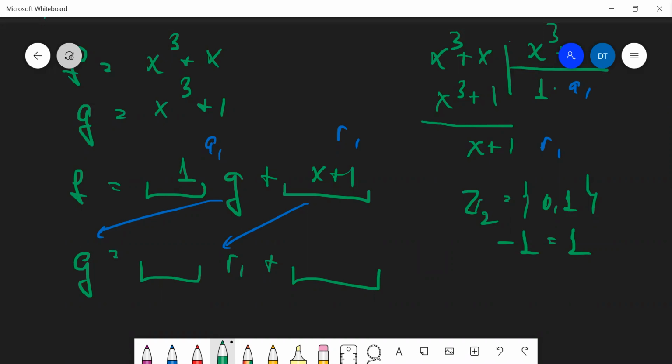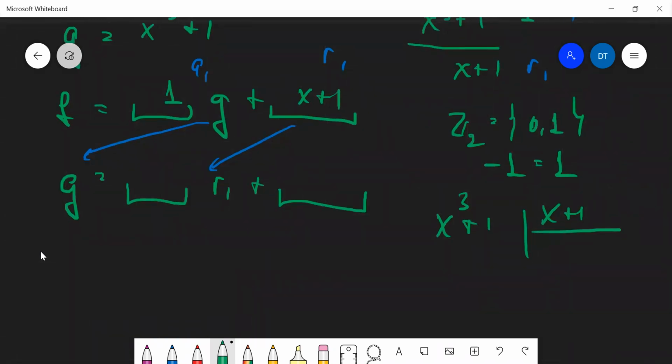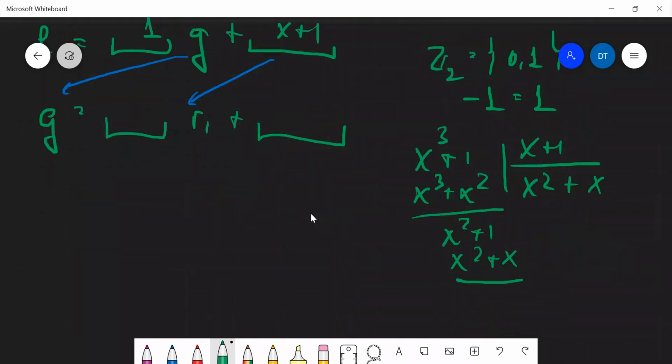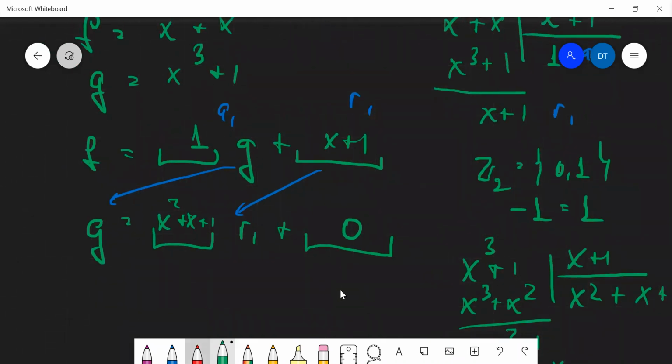Okay, let's proceed. So now I want to divide G, which is x cubed plus 1, by x plus 1. So how would I do this? Okay, so x squared. Yeah. Now we have x squared plus 1. Yeah, again, plus x is the same as minus x, and then we'll have x plus 1. And now we have 1, which is x plus 1, and this is 0. So as you can see here, x squared plus x plus 1, and here we have 0. So the GCD here is x plus 1: x plus 1 is actually the GCD of x cubed plus x and x cubed plus 1.